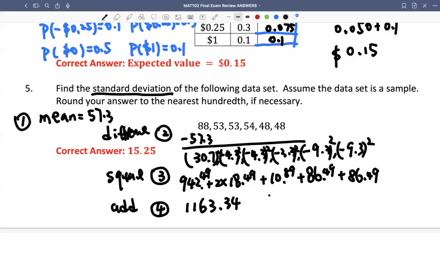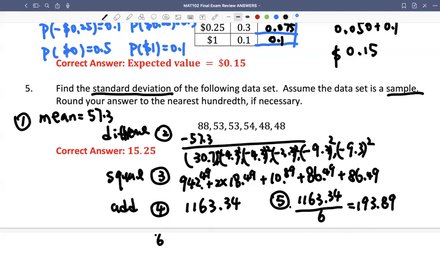Then step 5, we divide this number by the size. Assume the data set is a sample, right? If it is a sample, usually we divide by the sample size minus 1. But if you divide by 6, I'll treat it as right also. We have 6 of them, so let's divide by 6. We get 193.89.